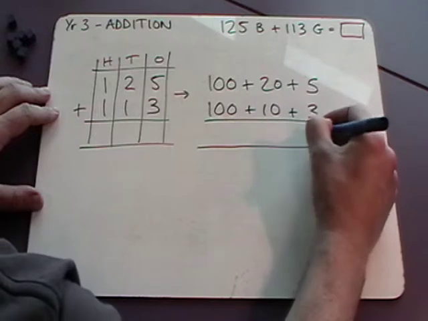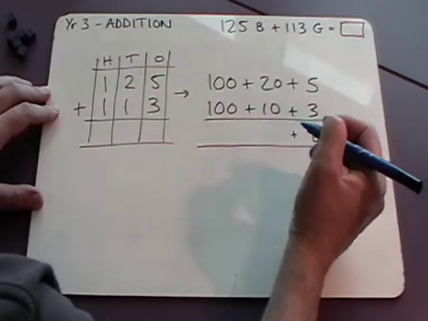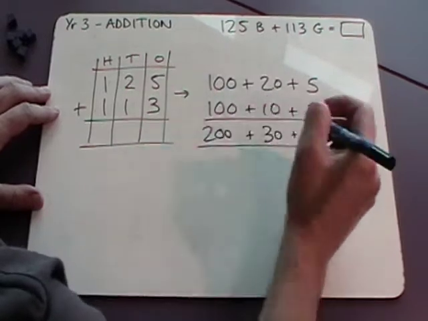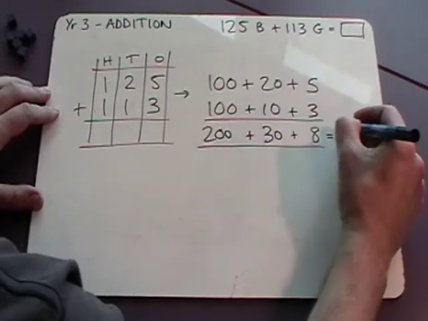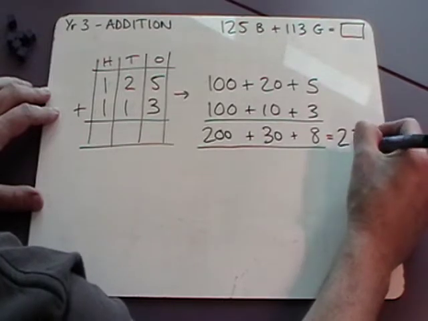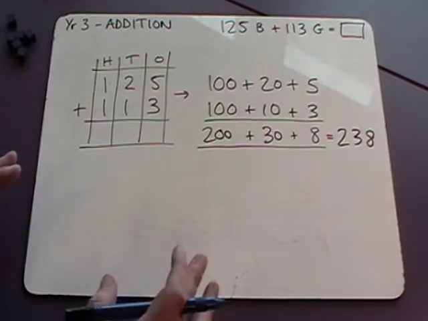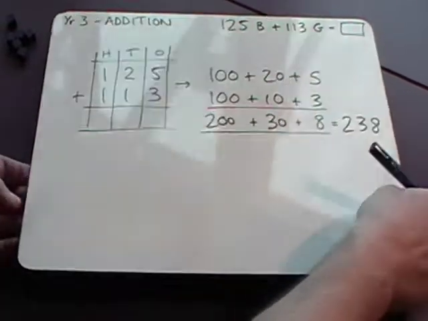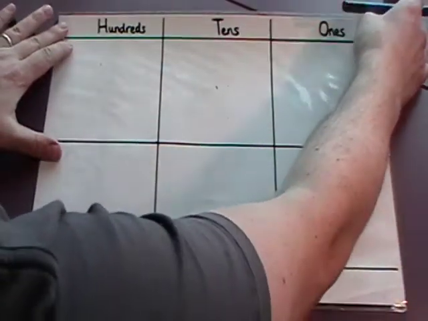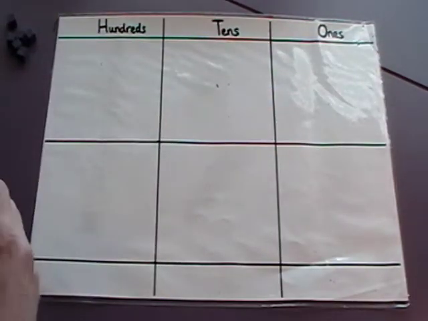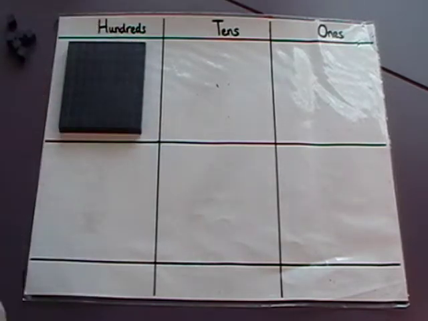5 and 3 is 8, 20 and 10 is 30, and 100 and 100 is 200. And when we add that up, we'd get 238. Now we'd also back that up with some real apparatus. So I'm just going to move that to the side and replace it with a hundreds, tens and ones grid, where we can use some base 10 or Dienes.